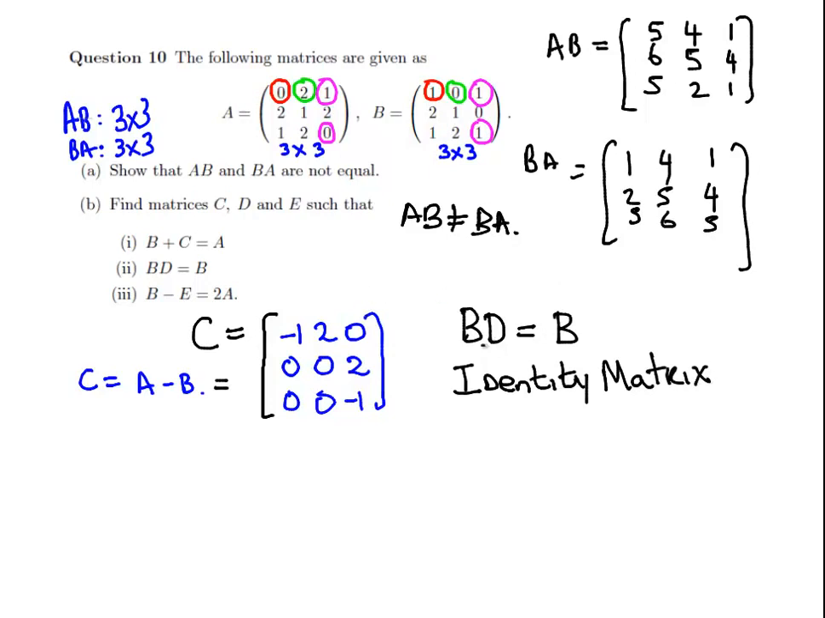Just as a remark, B is a 3x3 matrix, so the identity matrix D is going to be a 3x3 identity matrix. So we'll actually just specify that there as well. D is a 3x3 identity matrix. So the answer looks like this. The reason we know it is a 3x3 identity matrix is because, first off, it has to be a square matrix, as in the number of rows has to equal the number of columns, but also B is a 3x3 matrix. So D will look like this.